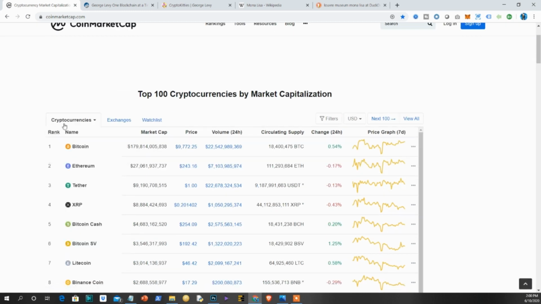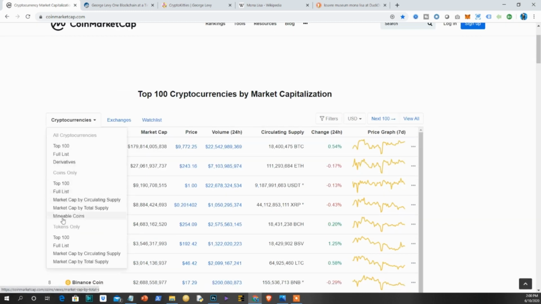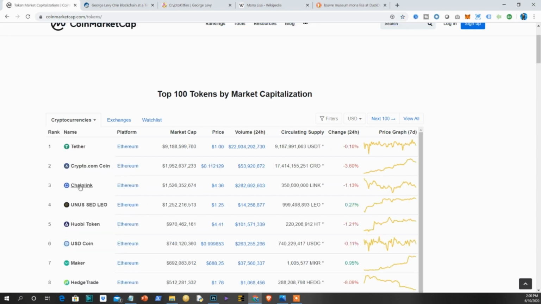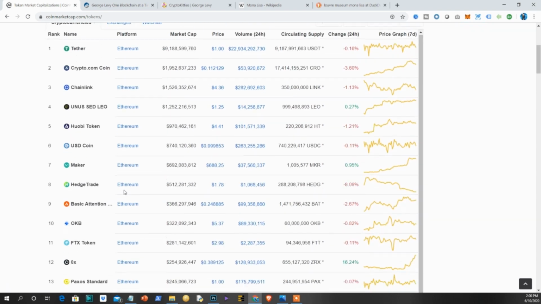So let me show you something that's very interesting. If I go into tokens, let me show you some different tokens. What you'll find is that tokens are a different type of cryptocurrency which is built on top of a platform. In this case, the majority of these tokens are actually built on top of Ethereum.